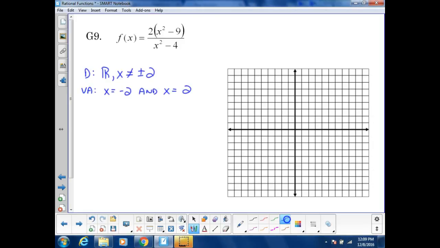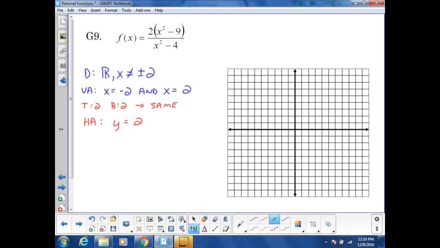Degree on top. Degree on the bottom. Those are the same. So my horizontal asymptote is y equals 2, because it's 2. My lead coefficient on top is 2. Lead coefficient on the bottom is 1, so it's 2 over 1, which is 2.